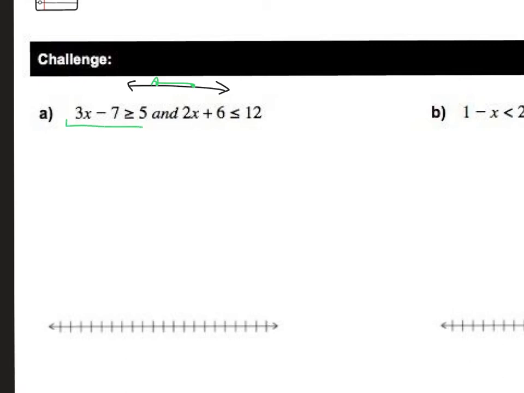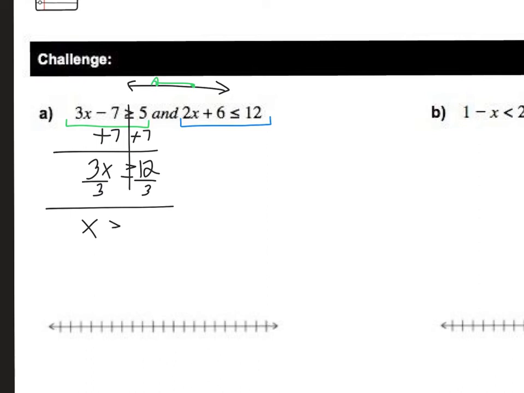Here's our first one. And here's our second one. We'll think of these kind of as two separate problems here. Okay, so first off, we'll add 7 to both sides, leaving me with 3x is greater than or equal to 12. Now we'll divide by 3 on both sides, leaving us with x is greater than or equal to 4.